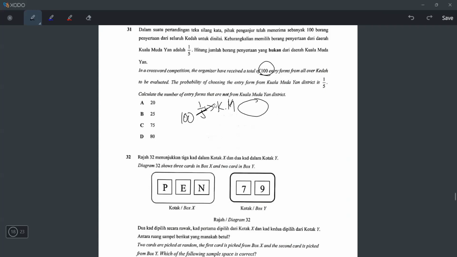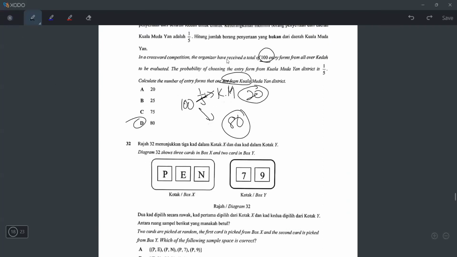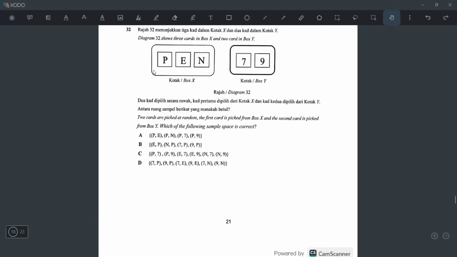Just take 100 times 1/5, you get 20. Okay, then there will be 80 left, and the 80 left is not from Kuala Muda. So what they say, calculate the number of entry forms that are not from Kuala Muda. Answer easy. Or you can also say 100 times 4/5. Like this also can. You will also get 80. You do like this also can, because total probability is 1. If the probability of getting from Kuala Muda is 1/5, then not from Kuala Muda is 1 minus 1/5, which is 4/5, and darab you get 80 also. Okay, it's the same. Quite easy. This one no need to explain much.